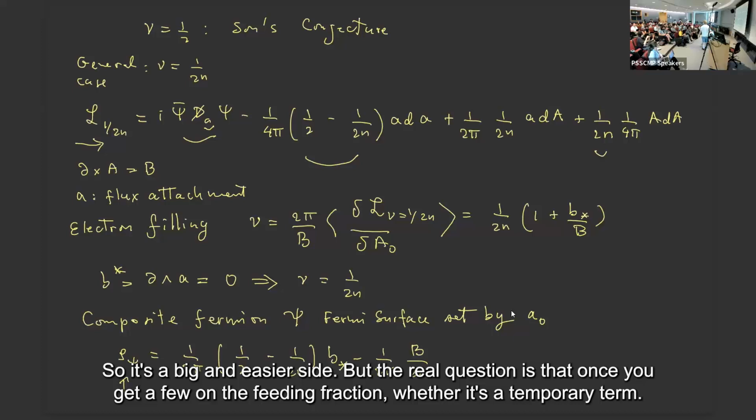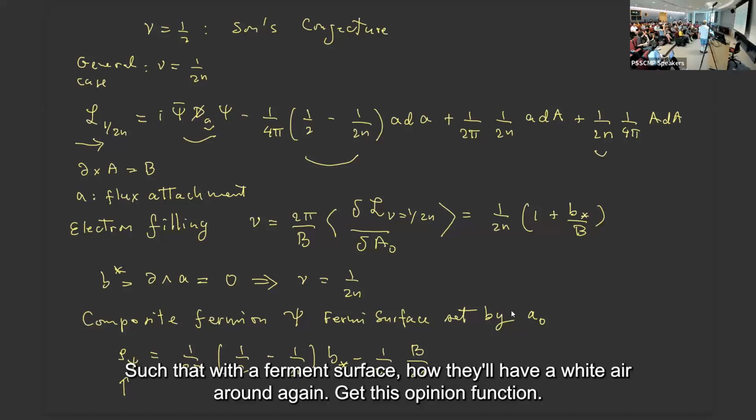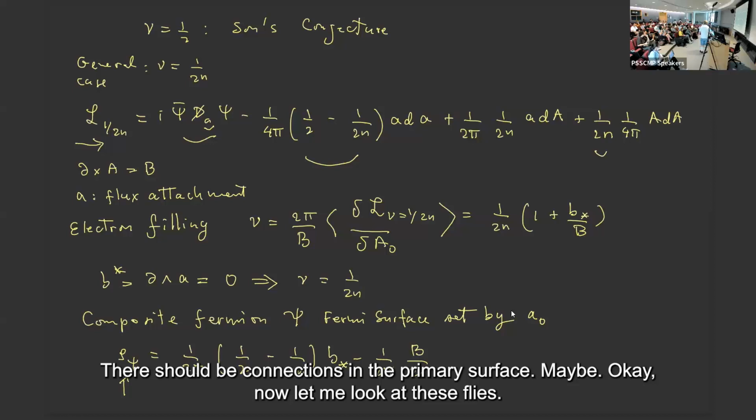But the real question is, once you are given the filling fraction, the Fermi surface has to have a certain area to fit with the filling fraction. There should be a connection with the Fermi surface. I agree with you, and there is. Okay, let me skip that for a moment. Okay, that is good. I agree with you.